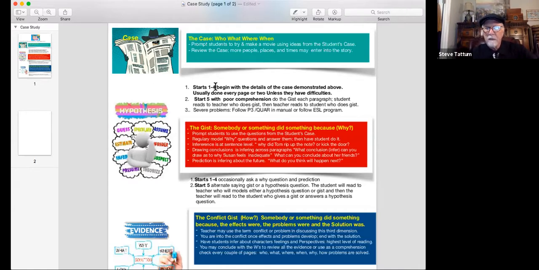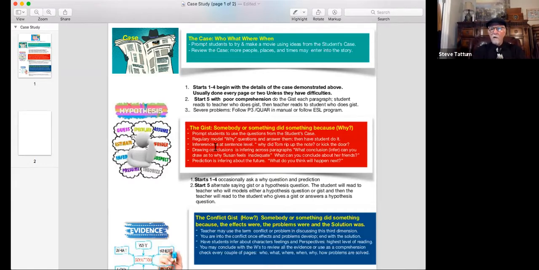So again, let's look up here at the STARTs. This tells you what STARTs 1 through 4 usually don't have to do regularly, whereas START 5 has to do it. We alternate paragraphs. And then I talk about severe problems, P cubed and QuAR. I'll get to QuAR in a little bit.